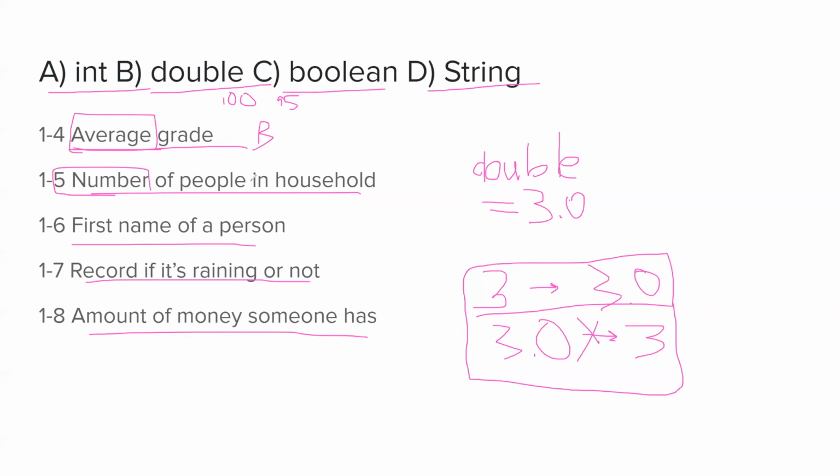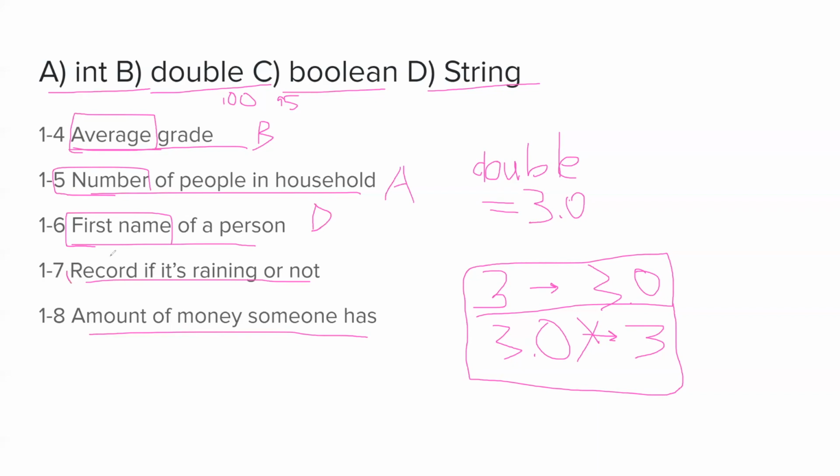We can't have half a person in a household. We can't have a fourth of a person in a household. So it can only be an integer, a whole person. So if there are 4 people in your household, you would say an integer of 4. Okay. First name of a person: your name is a word, and recall ints and doubles are numbers, so A and B are wrong. C is true or false, so it leads to D, and D is for words, right?